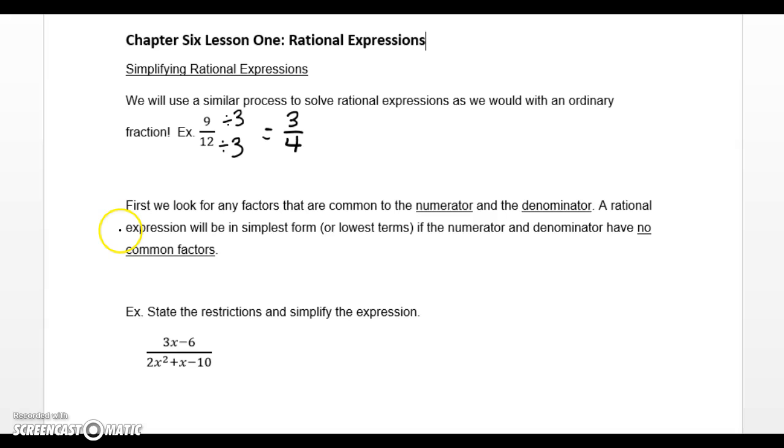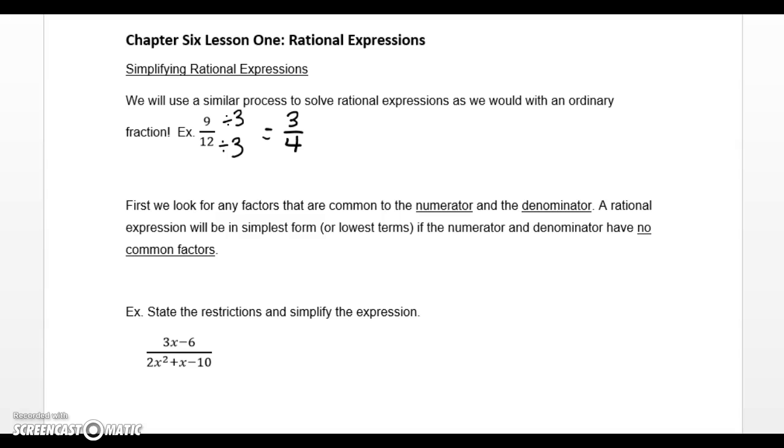So first what we have to do is look for any factors that are in common with the numerator and the denominator, so the top and bottom of that fraction. A rational expression would be in simplest form, or what we say lowest terms, if the numerator and denominator have no common factors. That's the exact same kind of idea as when we were working with fractions, when we're dealing with just numbers. So 3 and 4, there's nothing in common with those two numbers. That means that is the simplest form, or it's in lowest terms.